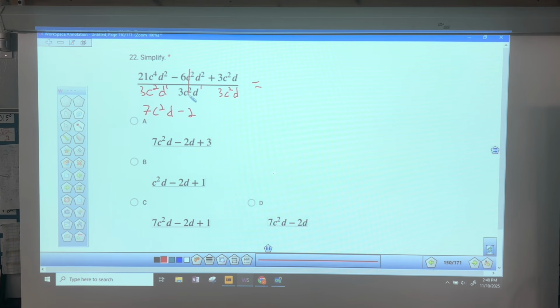C squared divided by c squared is 1. D squared divided by d to the first is d to the first. Positive 3 divided by 3 is plus 1. C squared divided by c squared is 1. D divided by d is 1.